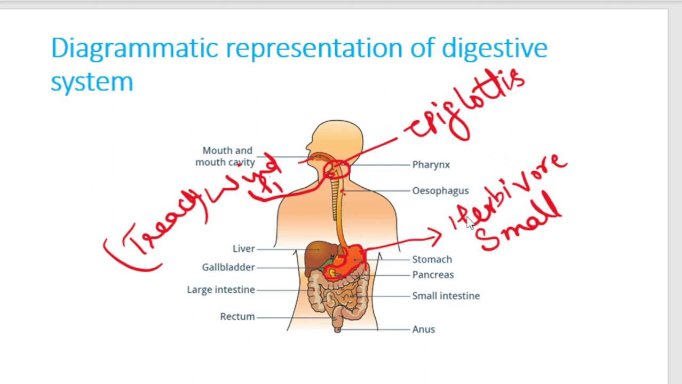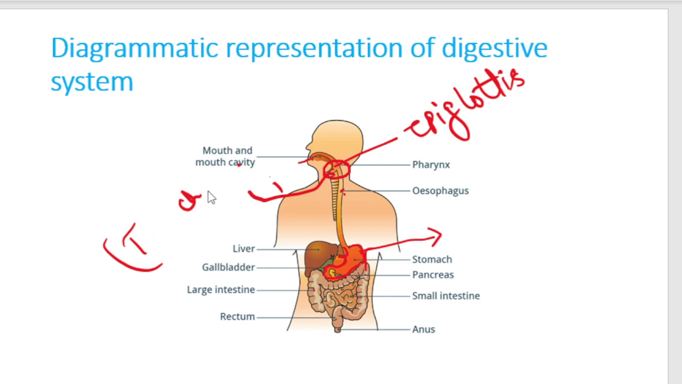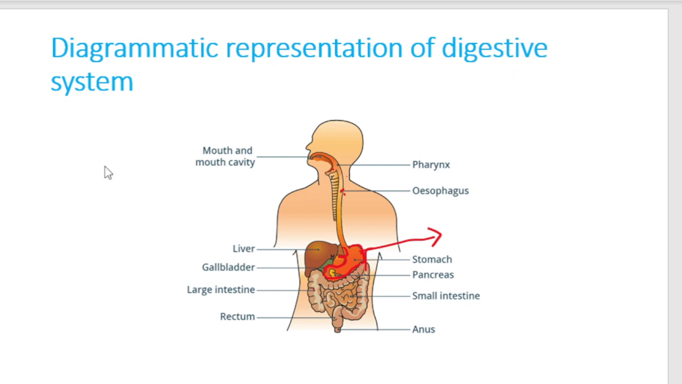Now, up in the intestine, there are a number of secretions. These secretions help in breaking down these nutrients into simpler and simpler forms. First, one such secretion is the bile. Bile is secreted by the gallbladder.